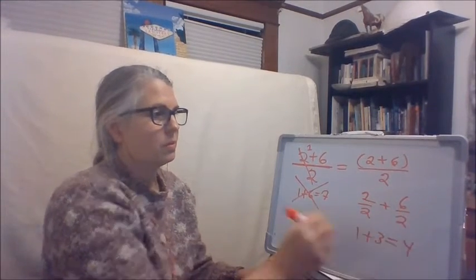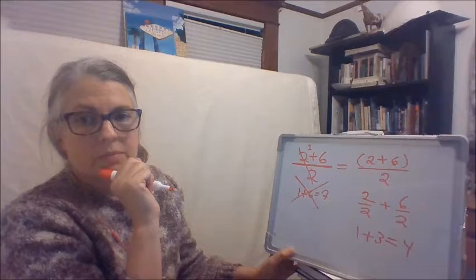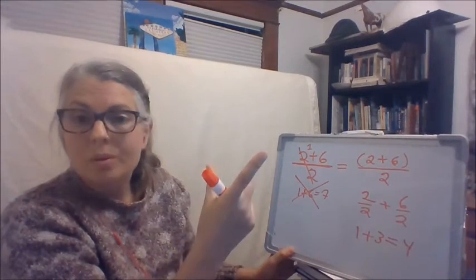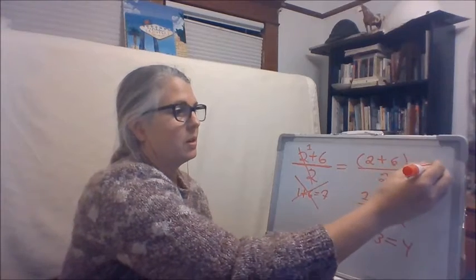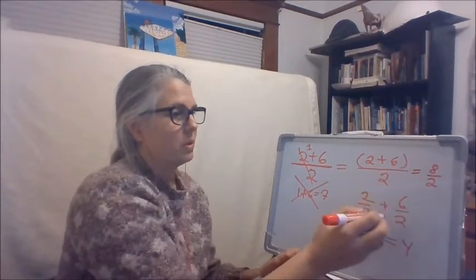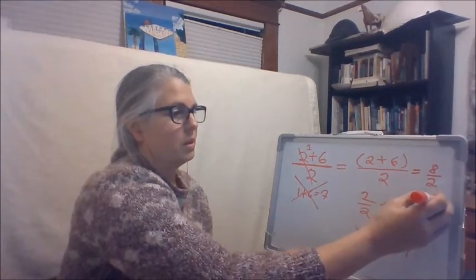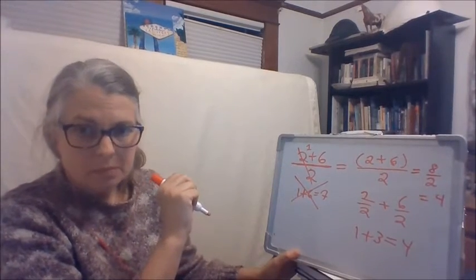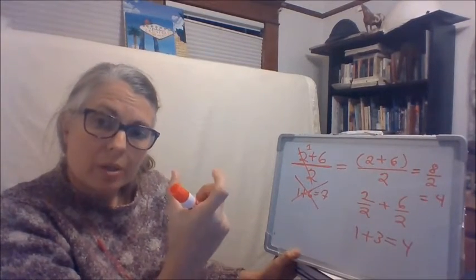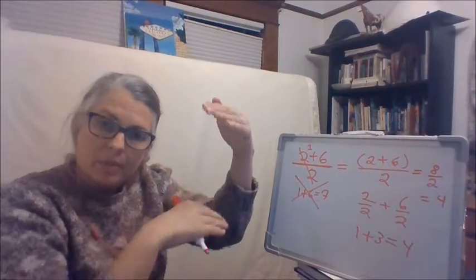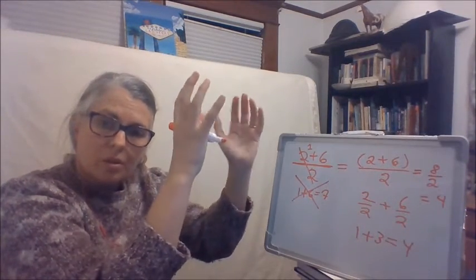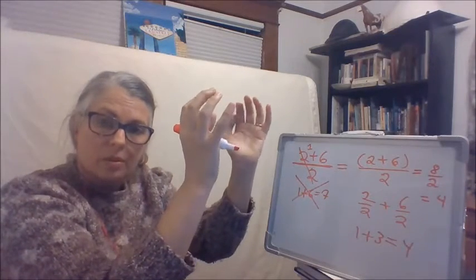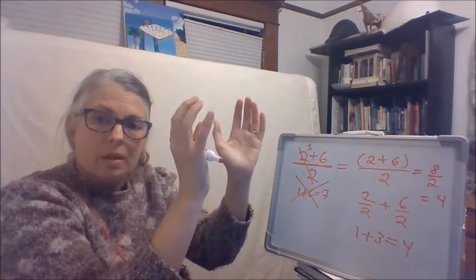Or you can do what's in the parentheses first and do 2 plus 6 is 8 over 2. And what is 8 divided by 2? That's 4. Okay, so when you have expressions where you have something divided by something else, you might want to put whatever is in the numerator in parentheses. You might want to put what's in the bottom in parentheses.